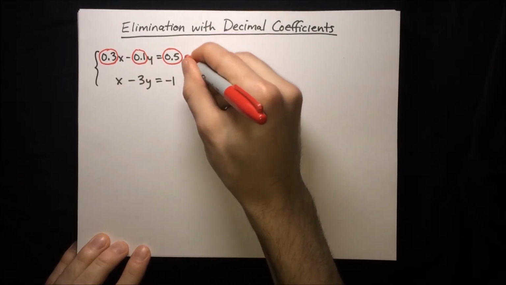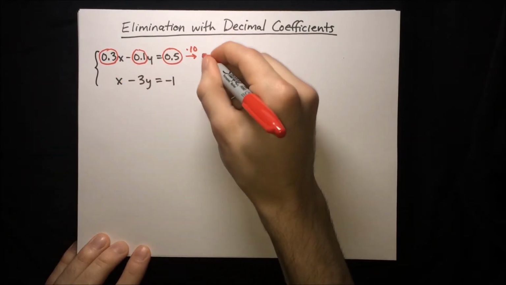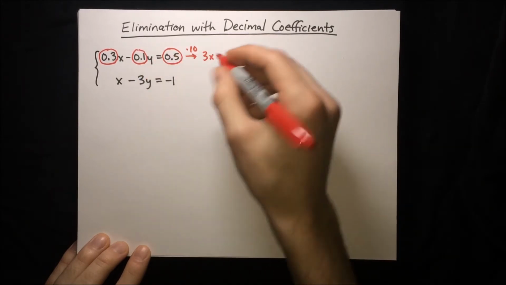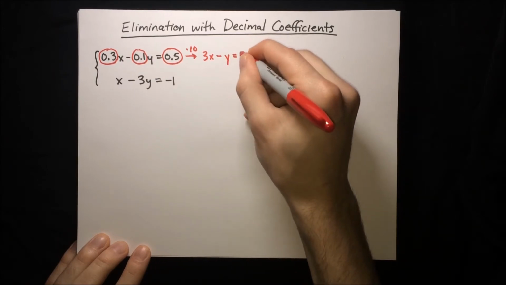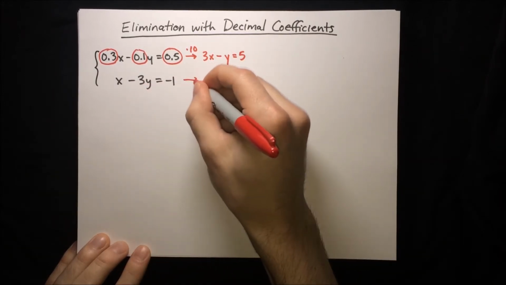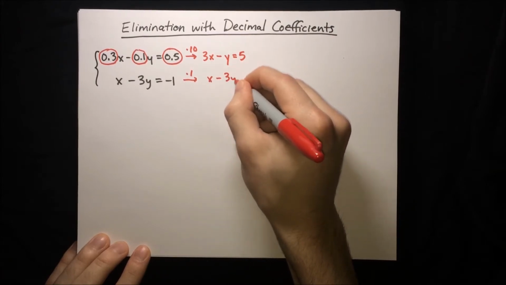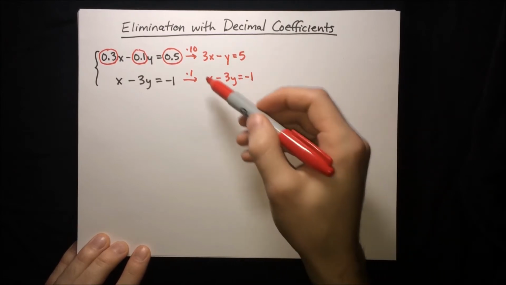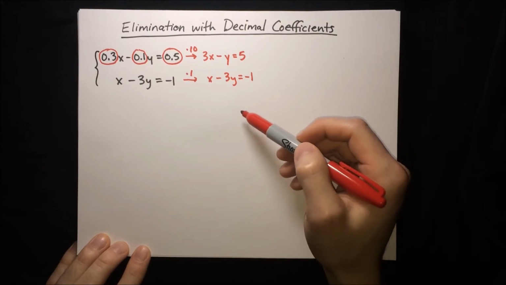So let's do that. Let's multiply this top equation by 10, and 10 times 0.3 is just 3x, and then minus 10 times 0.1 is just 1y, so just y, and then 10 times 0.5 is just 5. The bottom doesn't have any decimals, so we'll just keep that equation the same, multiply by 1, so we have x minus 3y equals -1. Okay, great. So now we have integer coefficients everywhere, and this is elimination as usual.